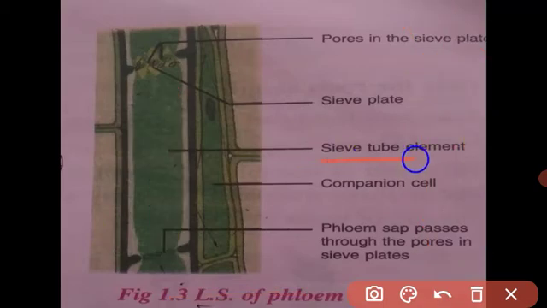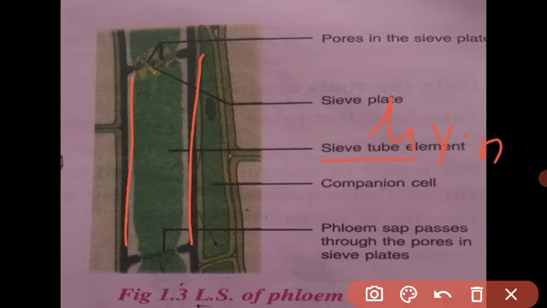Got it? The sieve tube is a cylindrical structure. The sieve tube is a living cell, and the end of the sieve tube has a plate-like structure. This is called the sieve plate, and the important role of this plate and tube is transporting the food in both directions, meaning any direction of the plant. Understood what the sieve tube and sieve plate are?